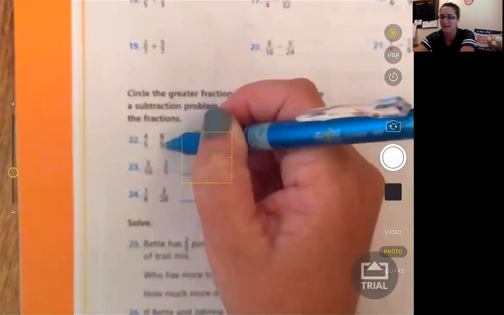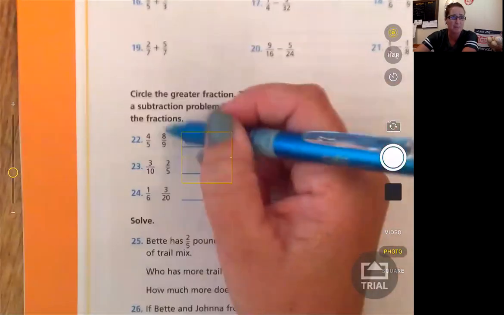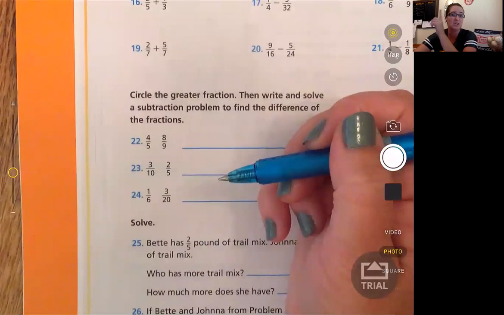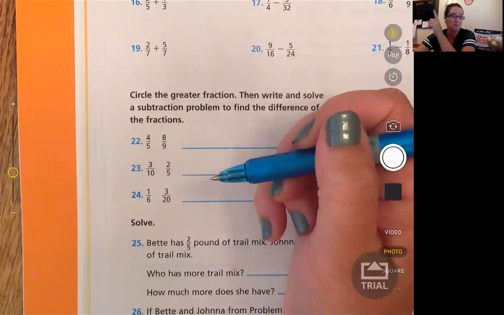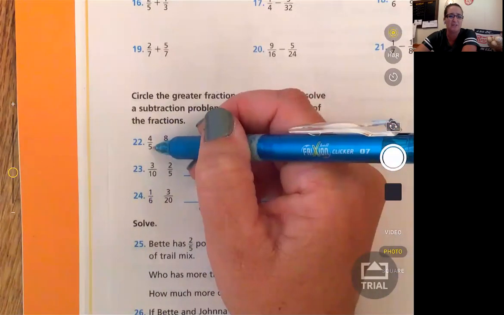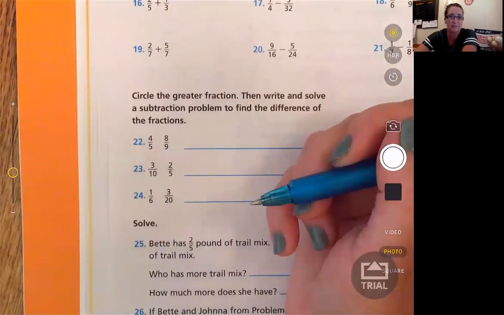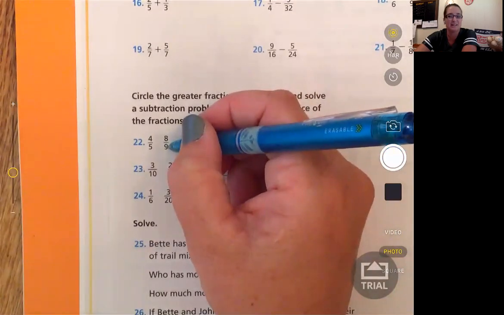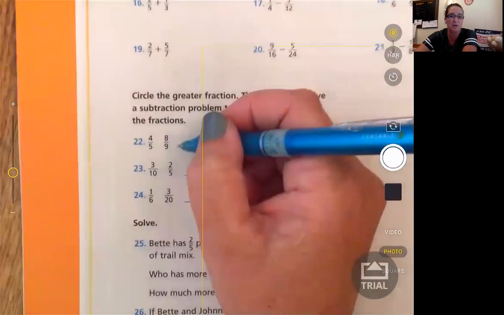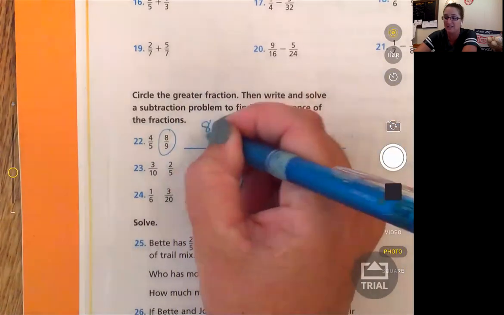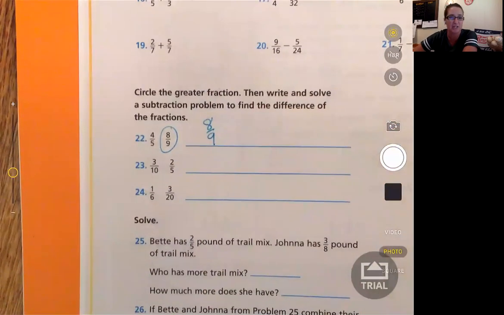Let's just figure out which is the greater fraction. So 4/5 and 8/9. If you remember the ways that we solve these, both are just 1 unit away from a whole. Which unit is a smaller unit? Is a 5th smaller or is a 9th smaller? The 9th. 9ths are smaller, right? 1/9 is smaller than 1/5. So 8/9 is a lot closer to a whole. So 8/9 is my greater fraction.